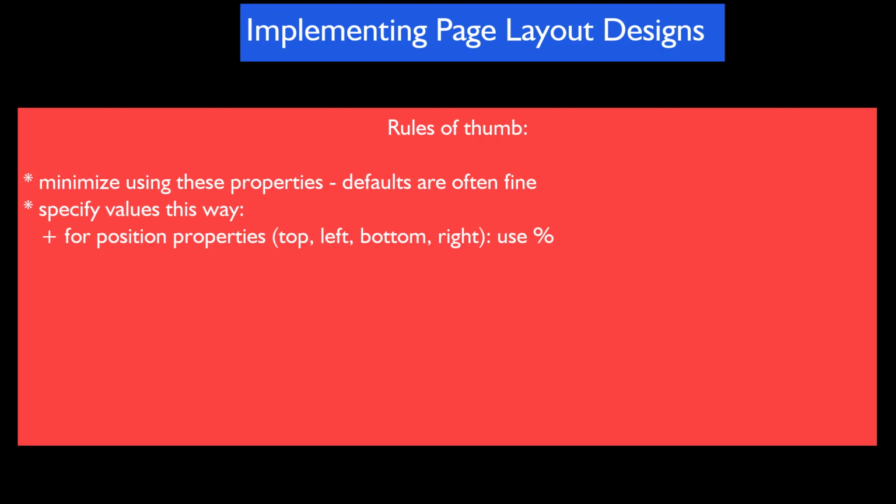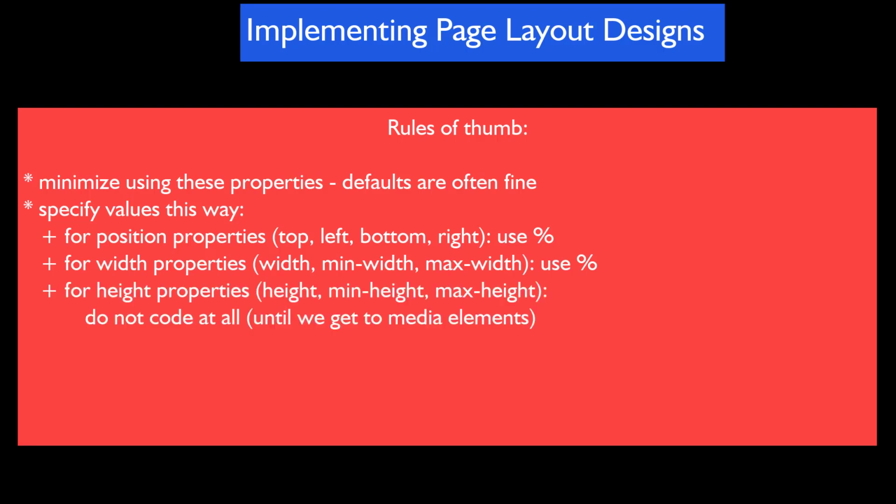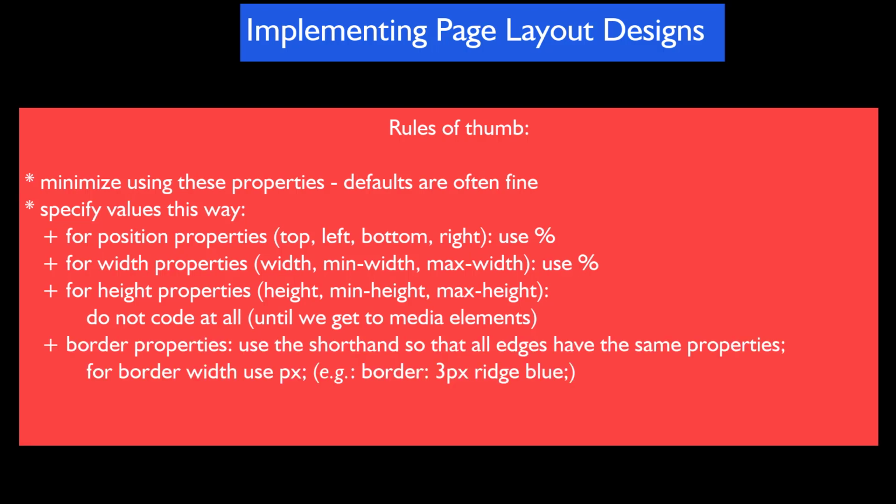For position properties, top, left, bottom, right, use percentages. For width properties, width, min width, max width, use percentages. For height properties, height, min height, max height, do not code at all until we get to media elements. For border properties, use the shorthand so that all edges have the same properties. For border width, use pixels. So, for example, border 3 pixels ridge blue.